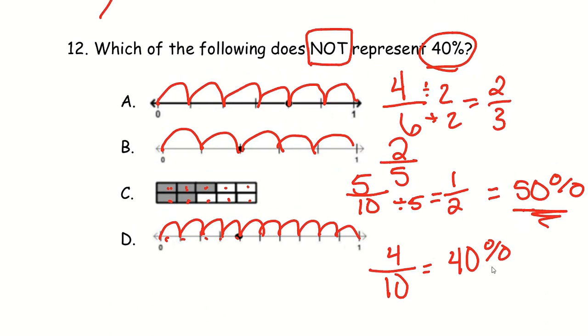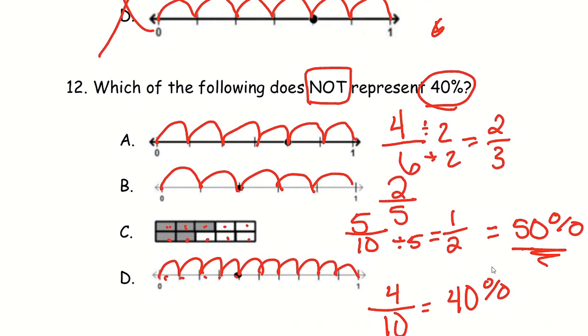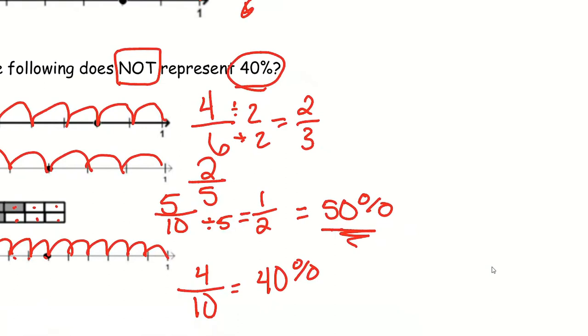Okay, if the last one's 40, did we mess up on B? No, we need to change it. We need two equivalent fractions. Can't we go to 100? Yeah, let's make 5 be 100.